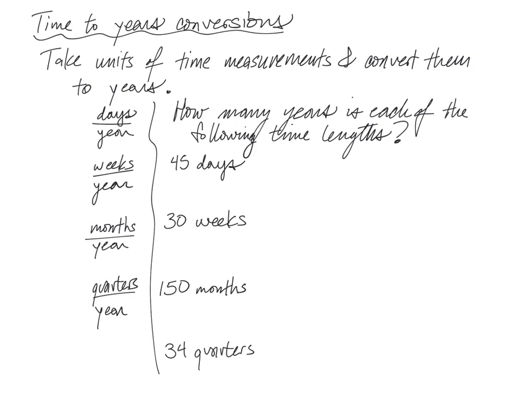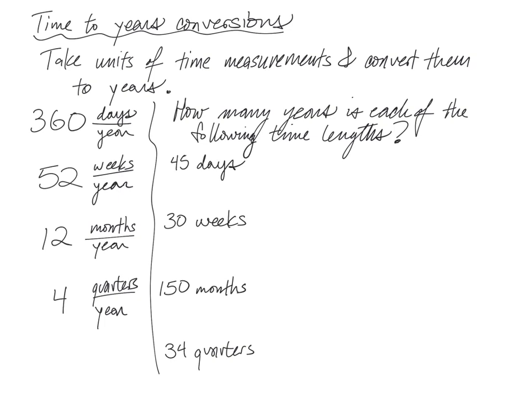Another skill that you will need to be successful in computing simple interest exercises is time to years conversions. So that means you can be given any sort of time unit like 45 days or 30 weeks or 150 months or 34 quarters and be able to convert it over to years. In order to do that, we should first figure out how many of each of these things are in a year. So here I'm looking for how many days per year, how many weeks, how many months, how many quarters per year.